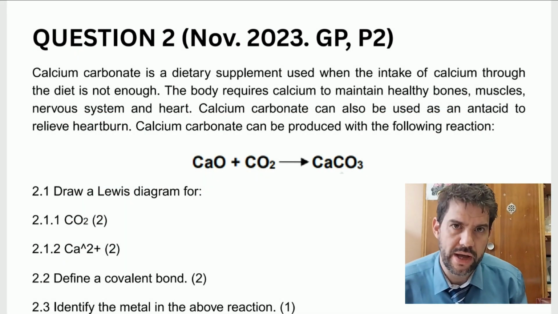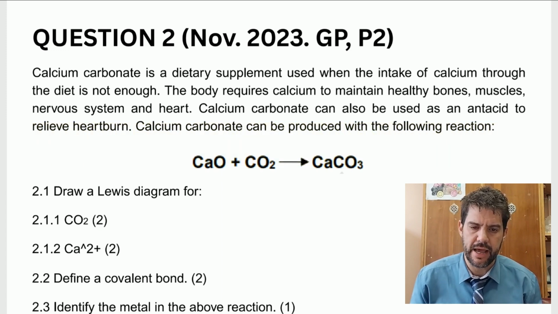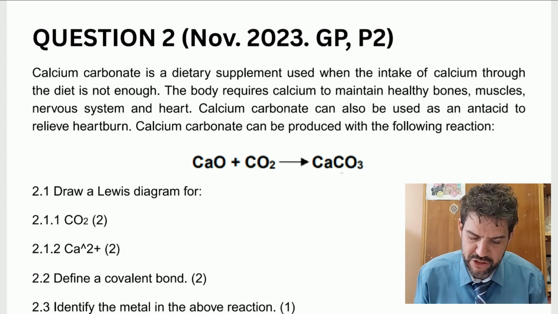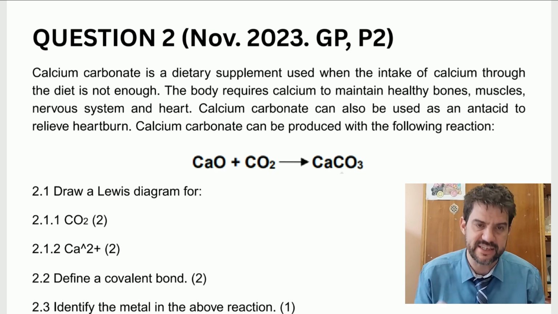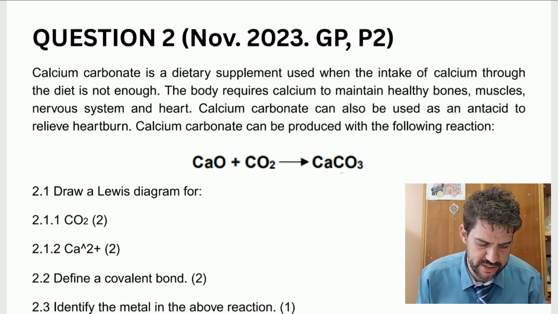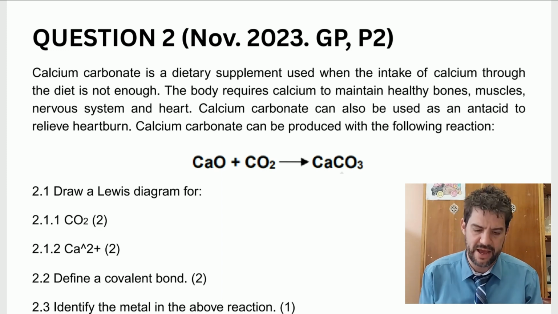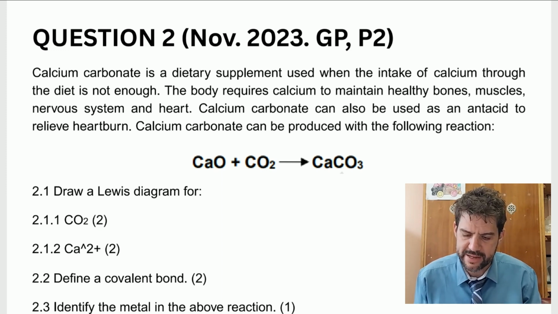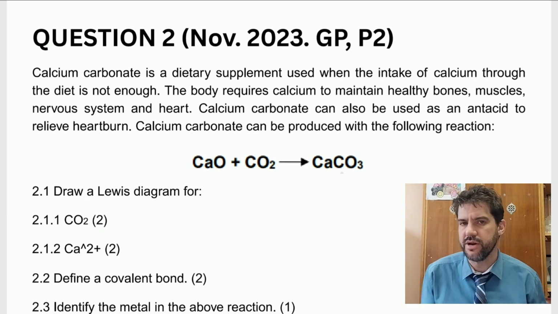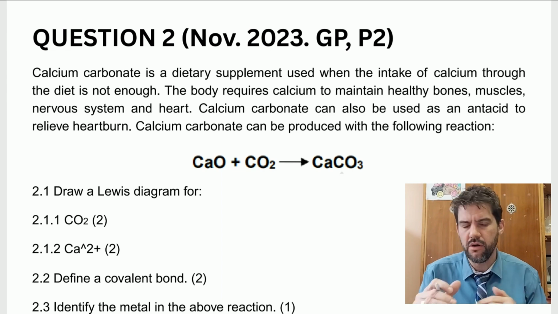Well, the question we're going to answer was question 2 done in November 2023 in the Gauteng province. Now, this question says calcium carbonate is a diet supplement used when its intake of calcium throughout the diet is not enough. So if you have problems to take calcium, then you have to use this calcium carbonate. The body requires calcium to maintain healthy bones, muscles, nervous systems, and the heart. Calcium carbonate can also be used as an antacid to release heartburn. Calcium carbonate can be produced with the following reaction, and they give you a reaction to produce calcium carbonate. The question says draw the Lewis diagram for, and they give you two options there.